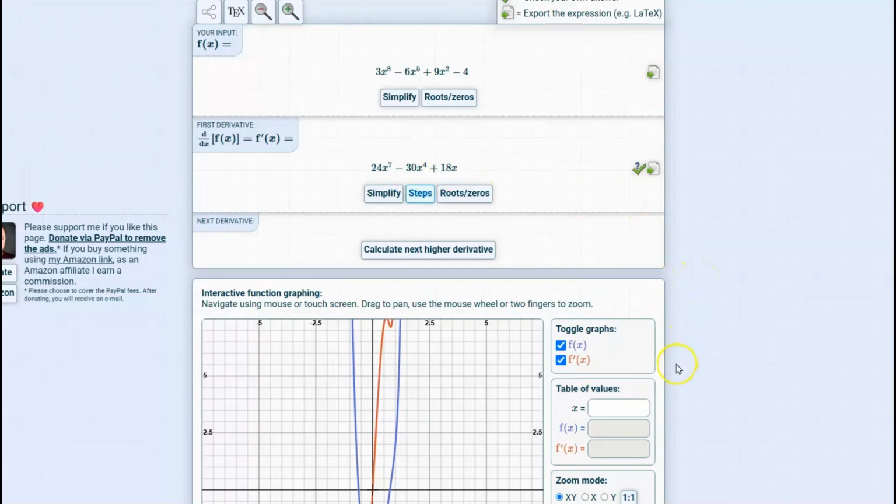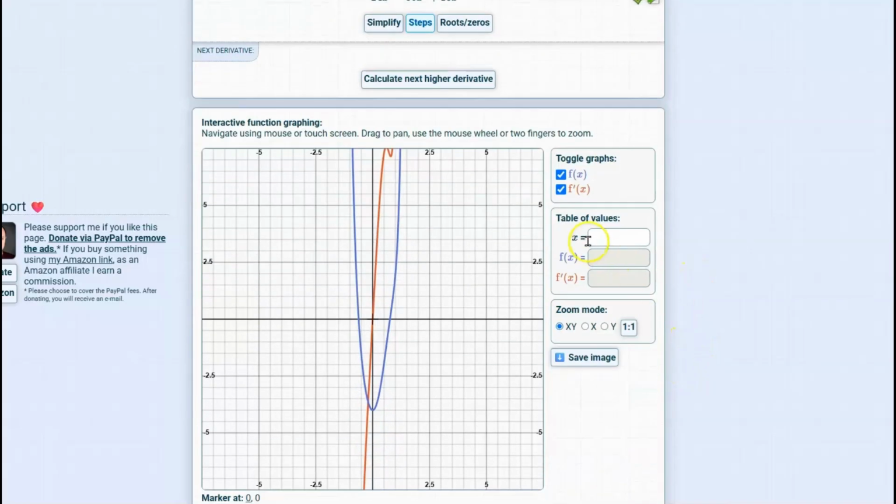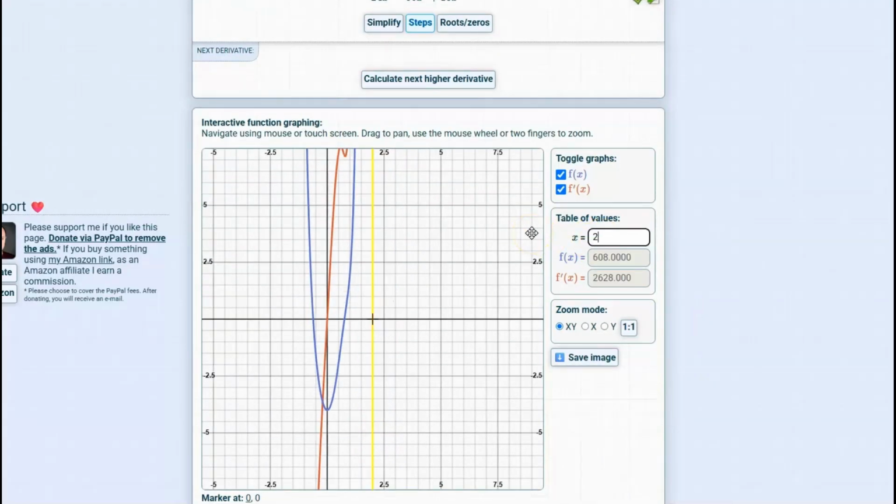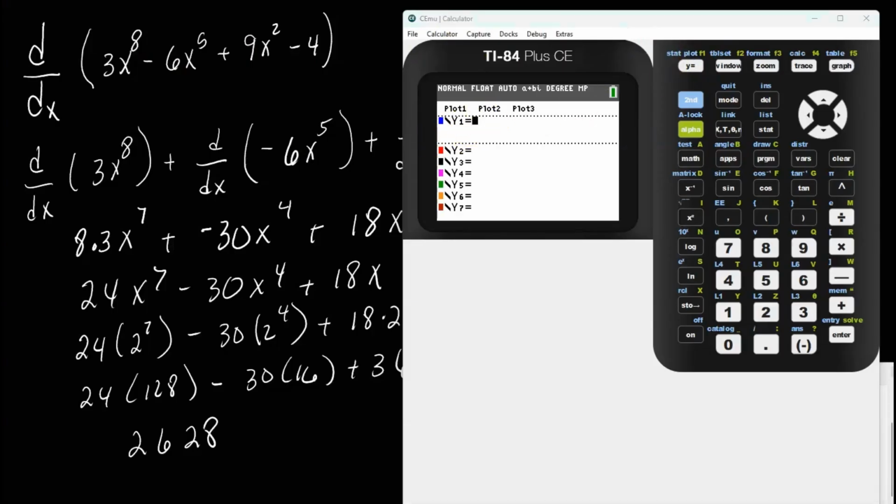Okay, we said let x equal 2. So if I say x is 2 here, then we get for the derivative 2628. So again, our answer is correct. All right, let's check it on the calculator. Okay, let's try this on the calculator.